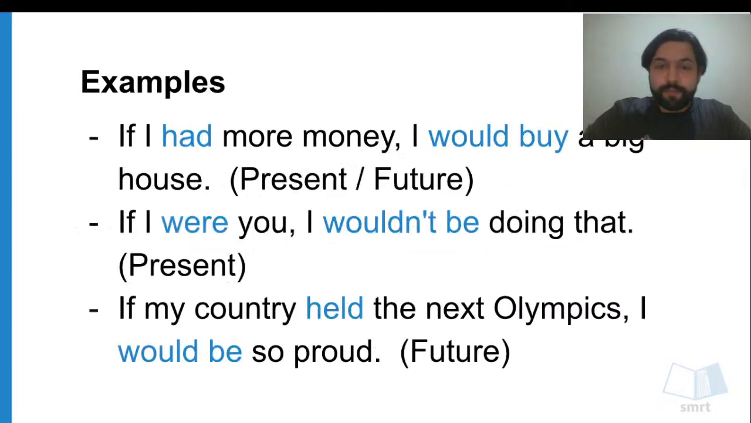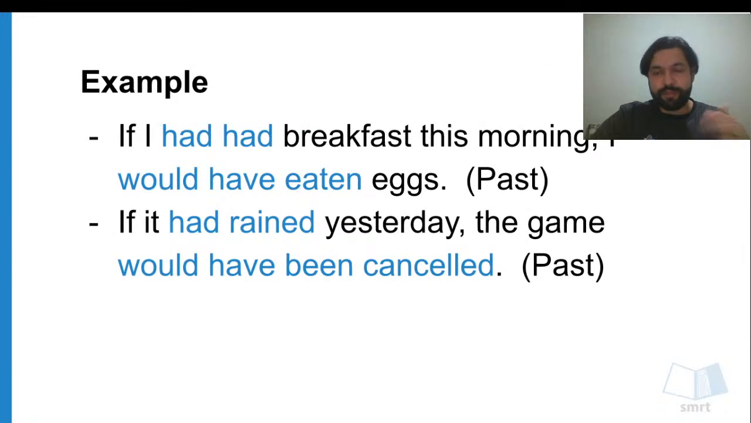So we can mix the conditionals, but it's a kind of controlled mix. For example, here we have just normal third conditionals. If I had had breakfast this morning, I would have eaten eggs. So we can understand that the person didn't have breakfast and didn't have eggs. But just imagining about the past: if I had had breakfast, I would have eaten eggs. Or if it had rained yesterday, the game would have been cancelled. So we can understand that it didn't rain yesterday and the game was not cancelled. It's just a hypothesis about the past.